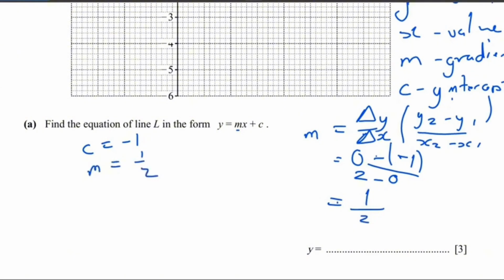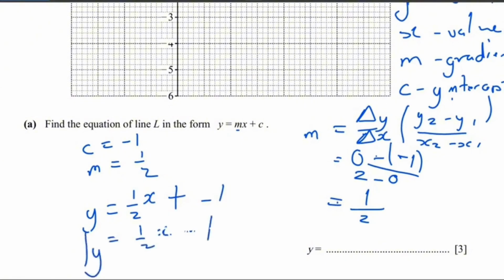Rewriting the equation, y equals, replacing m with the half, x plus -1, which is equal to half x minus 1. So you've rewritten the equation in the form y equals mx plus c, where m is equal to half and c equals -1. So our answer in the answer box: y equals half x minus 1.